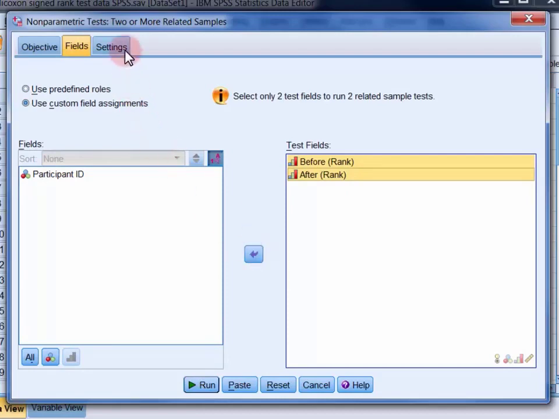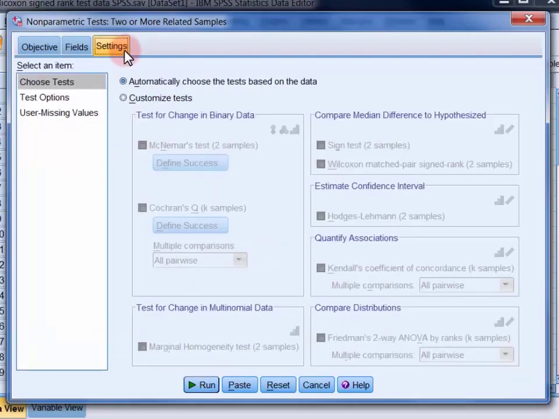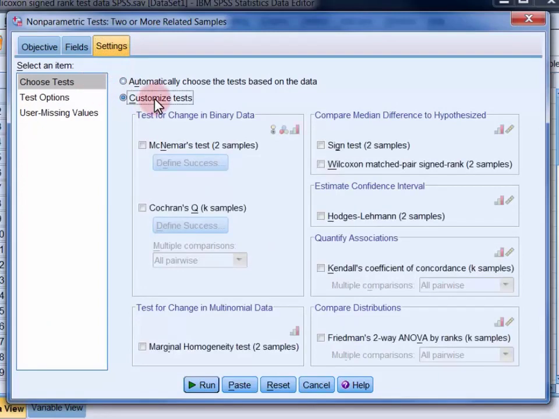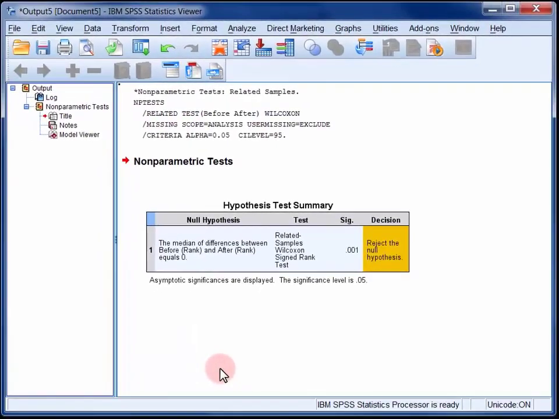And then in the Settings section, under Choose Tests, select Customize Tests, and then Wilcoxon Matched Pair Signed Rank. Now you can click the Run button, and your output will appear in the viewer.